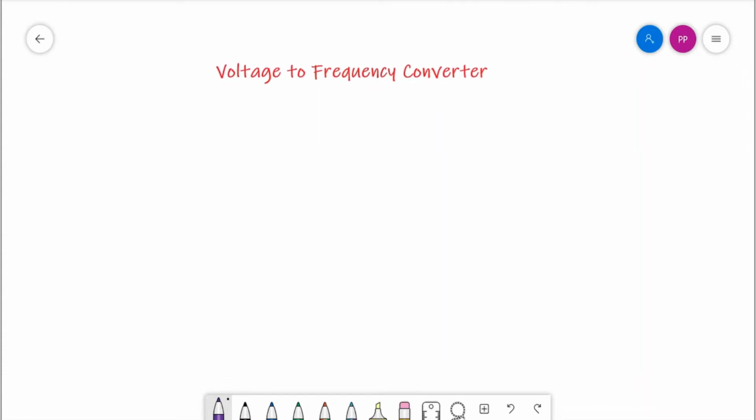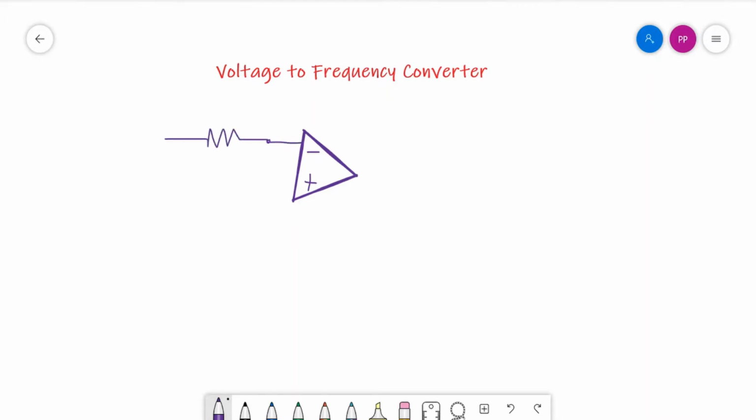It is composed of operational amplifiers and a pulse generator. The operational amplifiers are used as integrators and comparators. So let us draw the circuit connection for the voltage to frequency converter. We have an op amp which is basically integrating. The negative input is fed back through a capacitor, and there is a resistor of value R.